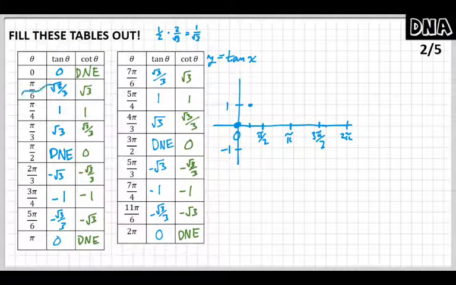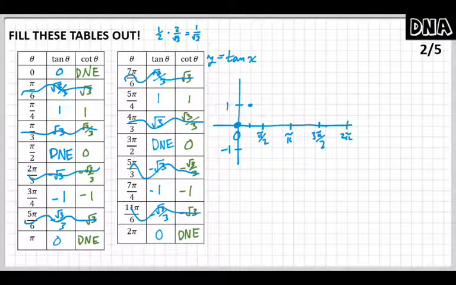I wanted to scratch out these guys because I don't care about them. I mean, who knows what root 3 is anyways? They're on our graph, but we only need certain points to graph the mother function. And the ones with the 0, the DNEs, and the 1s is all we pretty much need. What do we get when we go to pi over 2? DNE. Okay, so we have an asymptote right there.